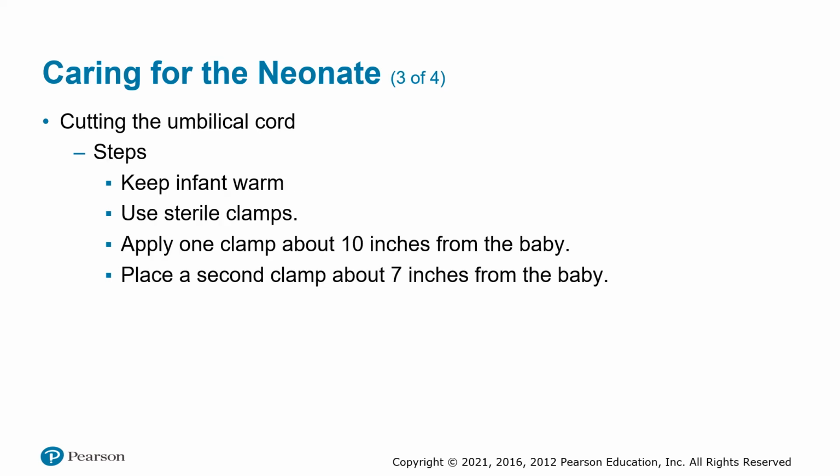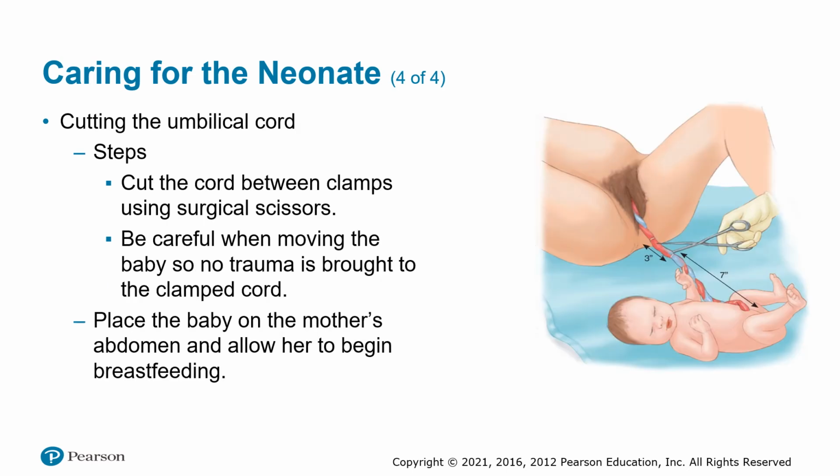So you're going to keep the baby warm, use sterile clamps, apply 1 clamp 10 inches from the baby, apply a second clamp 7 inches from the baby, and then you're going to cut in between both of those clamps. Be careful when moving the baby so no trauma is brought to the clamped cord as well. Place the baby on the mom's abdomen and allow her to begin breastfeeding. And when baby first comes out, you do want to keep baby at the level of the vagina.